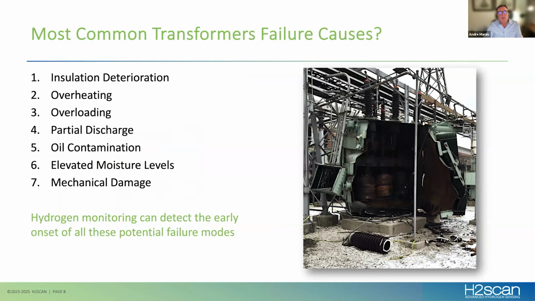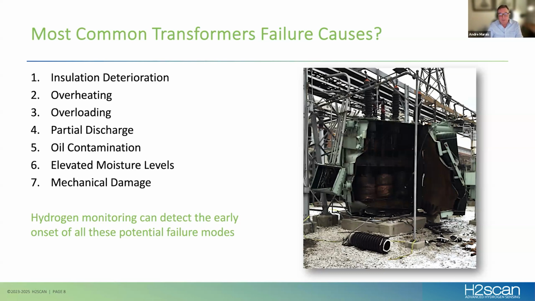So with that said, what are the most common transformer failure causes? What are the things that cause transformers to fail? There are many more modes than this, but I've prioritized those identified in priority by the IEEE and the CIGRE working groups and studies. It's insulation deterioration, overheating, overloading, partial discharge, contamination of the insulating liquids, elevated moisture levels, and mechanical damage, which may also include, if the transformers are somewhat new, the quality assurance of things like welds.